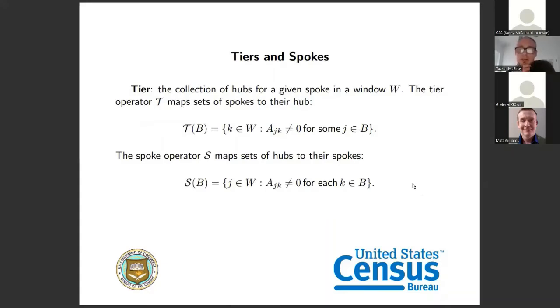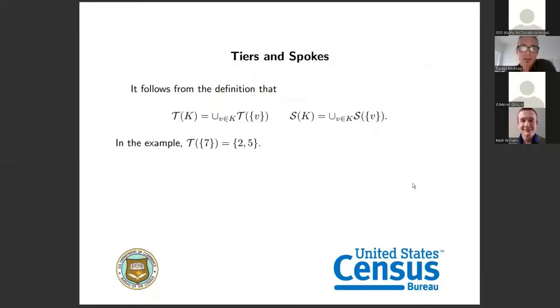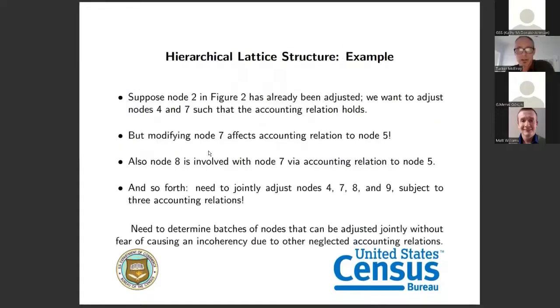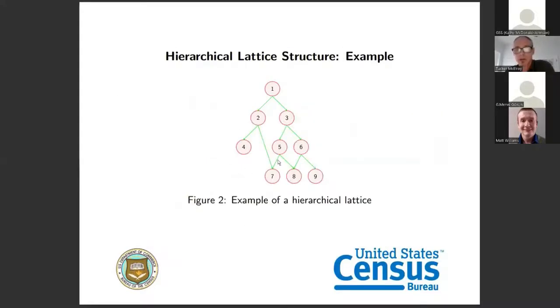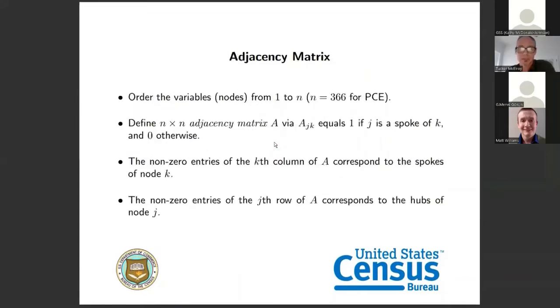And what we need to do is determine tiers, which are collections of hubs for a given spoke. I formally wrote this out in a kind of set theory language, because it helps me visualize the problem to write things out in math. The basic idea of the tier is the collection of hubs for any given spoke. So in the example I had, let's go back and look at this. Here's node 7. It has one hub, 5, and another hub, 2. So its tier is the set 2, 5.